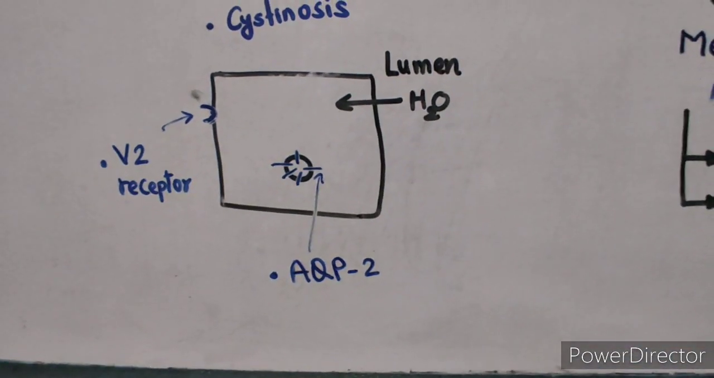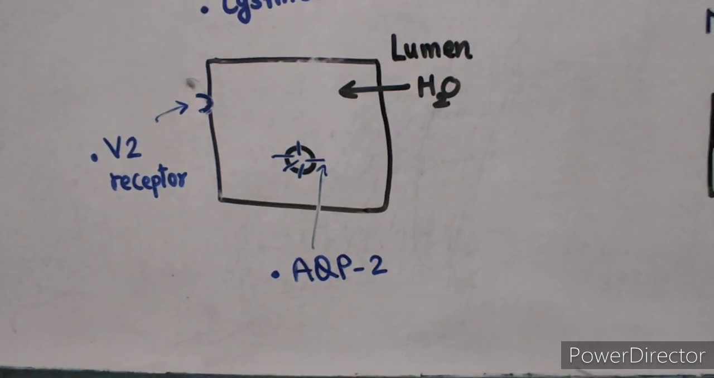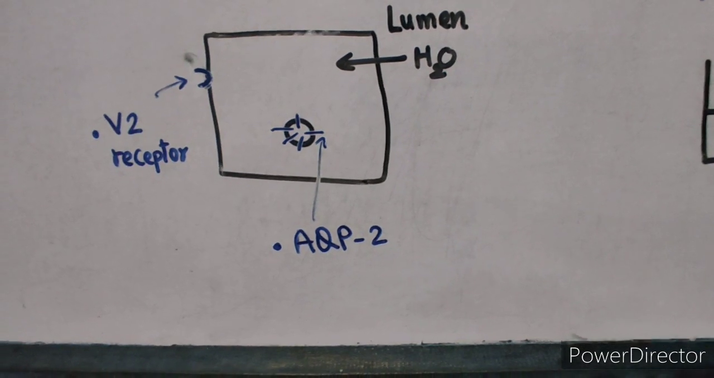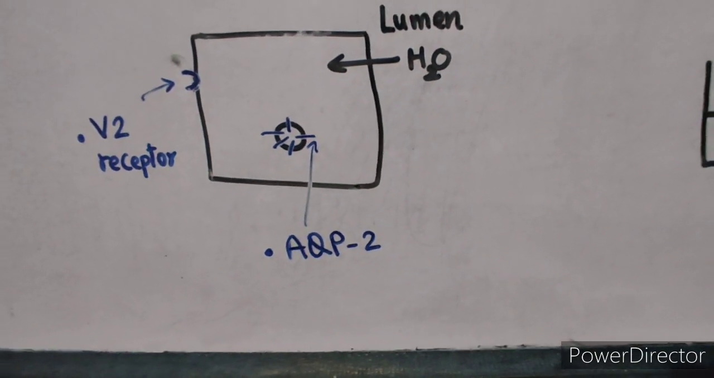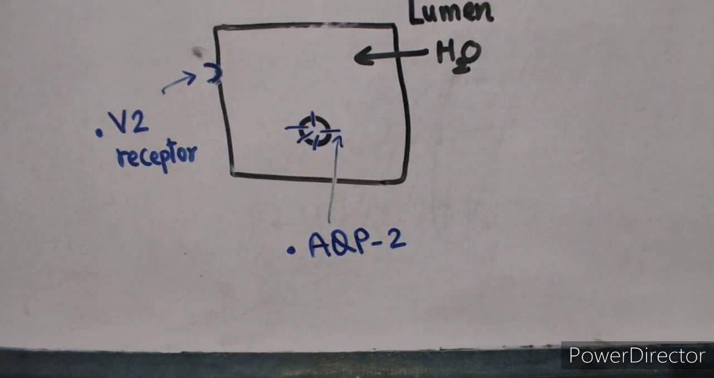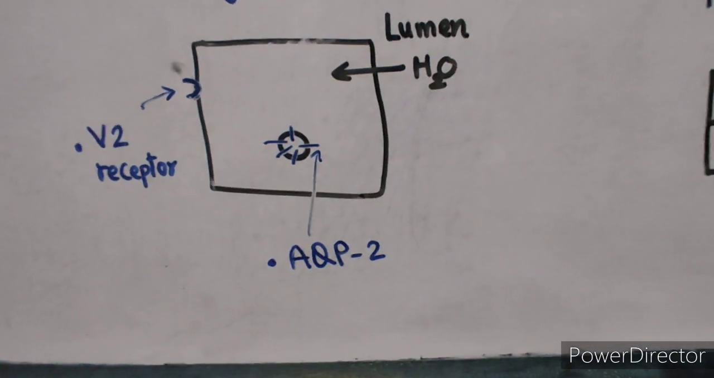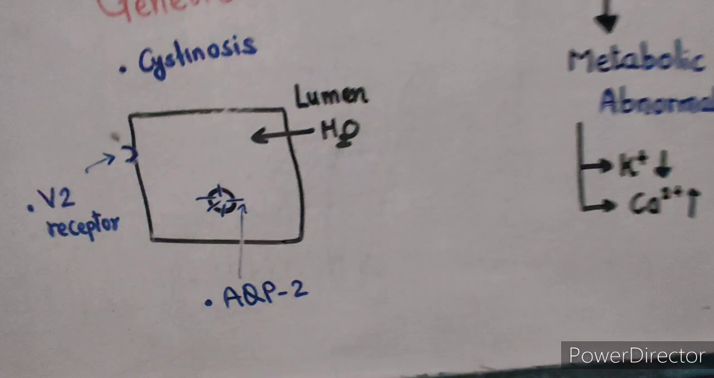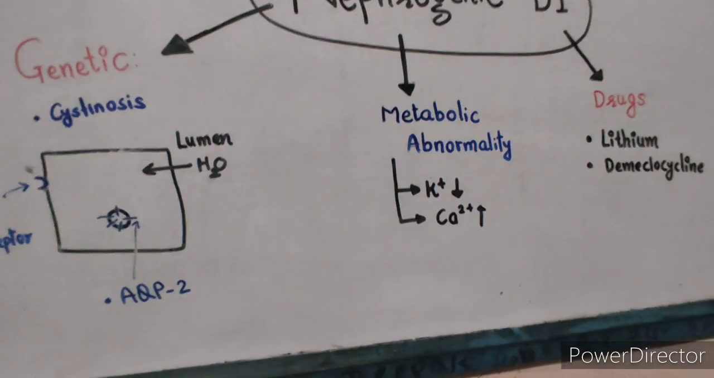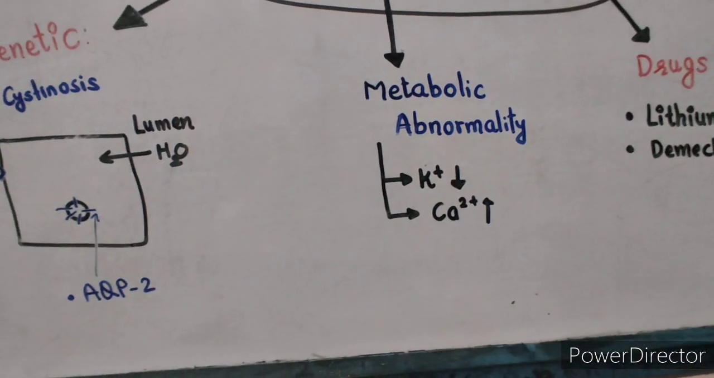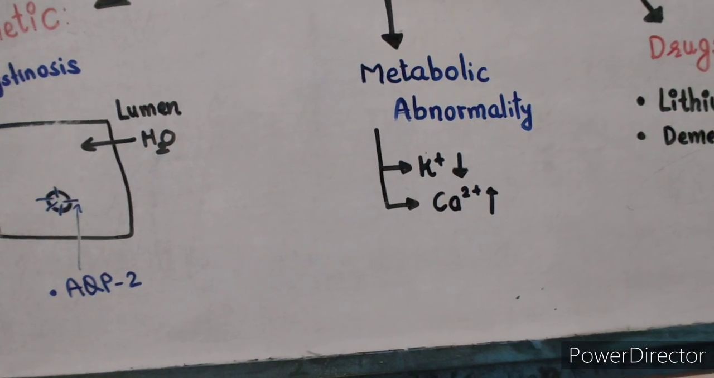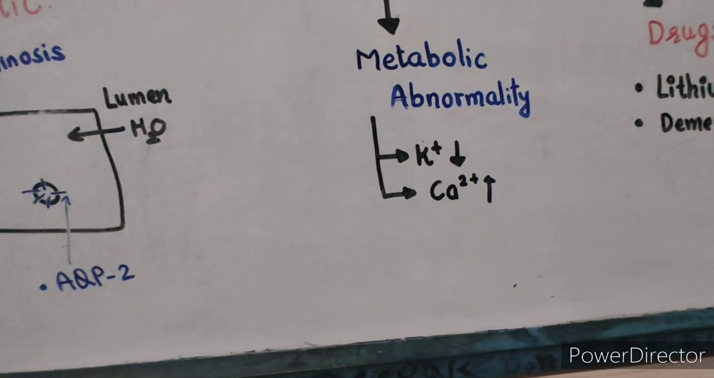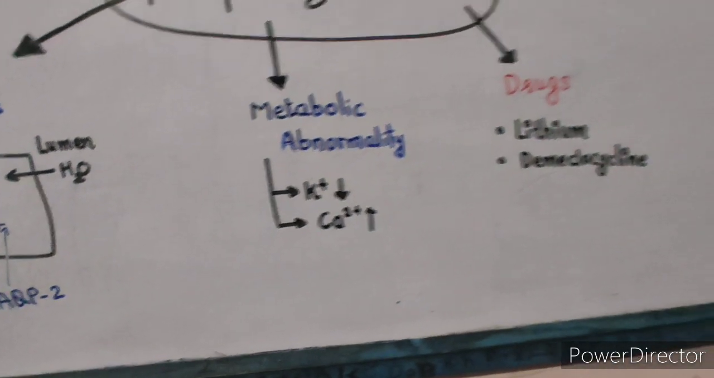Next is aquaporin 2 mutation. Aquaporin 2 forms water channels on the luminal membrane, due to which water can be easily reabsorbed into the cell and then into the renal interstitial fluid. If there is mutation in the aquaporin 2, then water channels cannot function. Next is metabolic abnormality. Hypokalemia, hypercalcemia and hypercalciuria can cause diabetes insipidus.